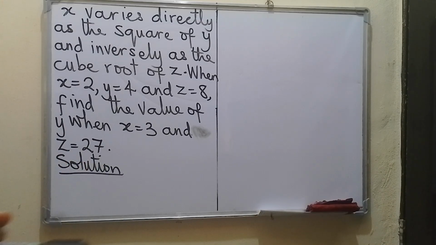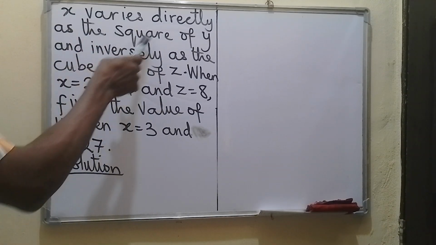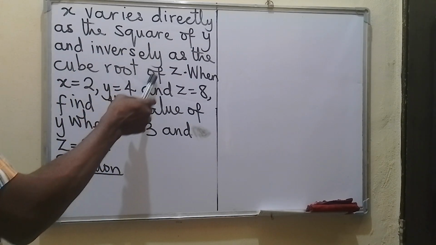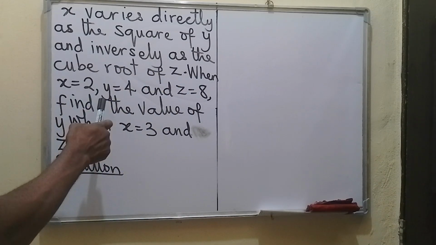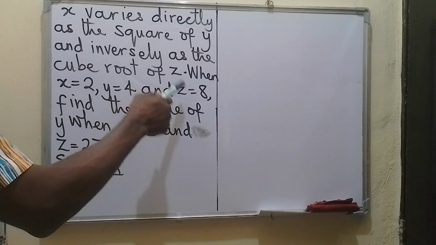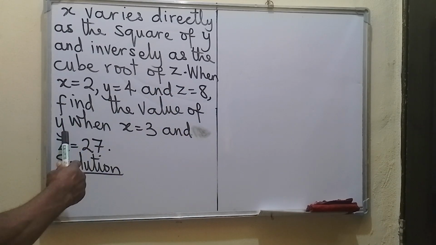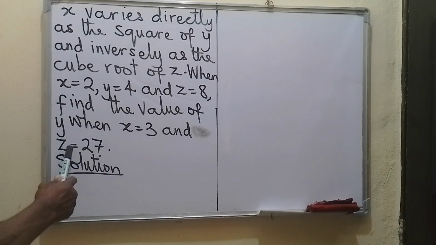I will read it again. x varies directly as the square of y and inversely as the cube root of z. When x is equal to 2, y is equal to 4, and z is equal to 8. Find the value of y when x is equal to 3 and z is equal to 27.